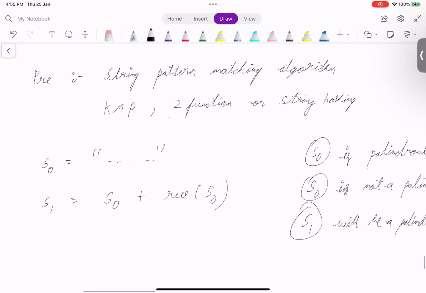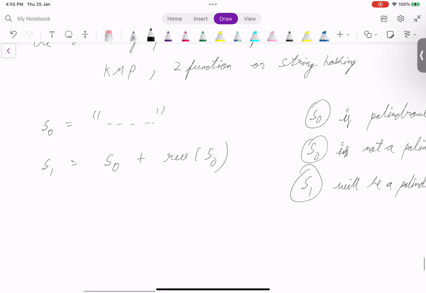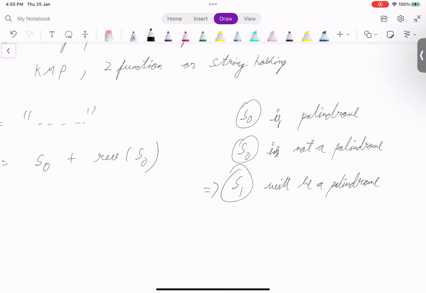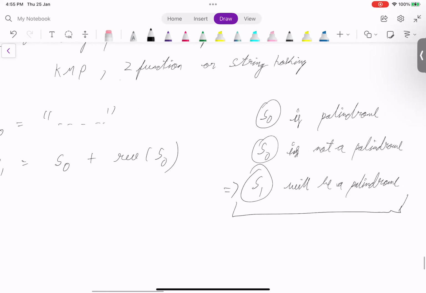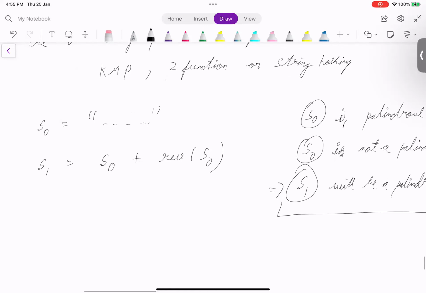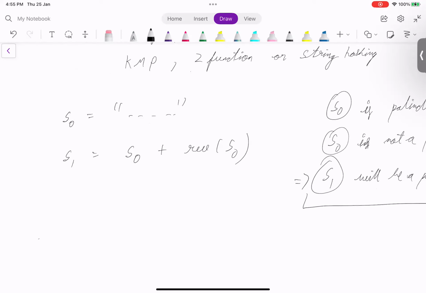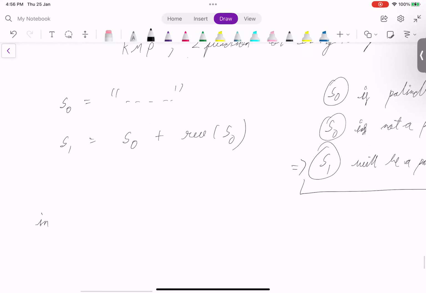That is because we are adding S of 0 plus reverse of S of 0, so for any string this will hold: S of 1 will be a palindrome. This observation is sufficient to solve the problem. So now we know that for any string, S of 1 will be a palindrome. So let's calculate how many substrings in S of 1 are equal to S of 0.